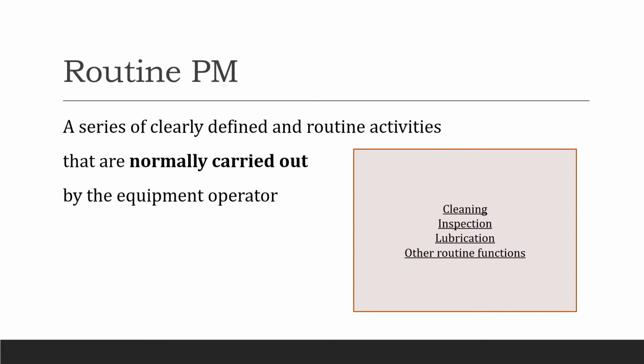Okay, so routine PM is a series of clearly defined and routine activities that are normally carried out by the operator. So that's a routine activity, the boring one. And they usually go around and observe the system and check, and then repair if they need to, replace if they need to, check the wear and tear.